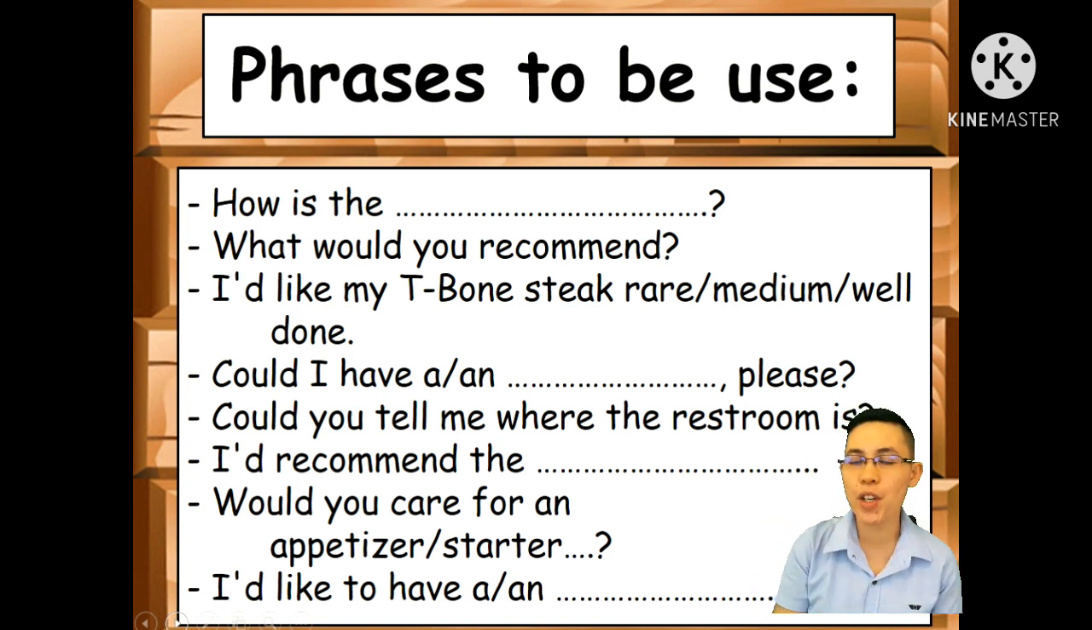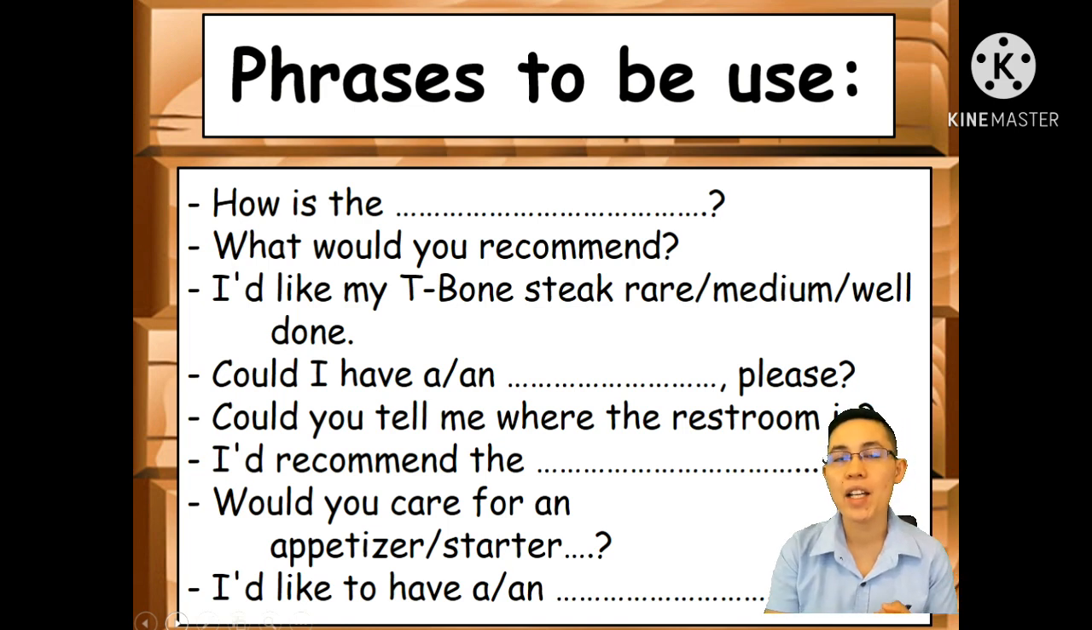So for example, if you want your steak to be cooked medium, then you can say, I'd like my T-bone steak medium, please. Okay, you can say that one.